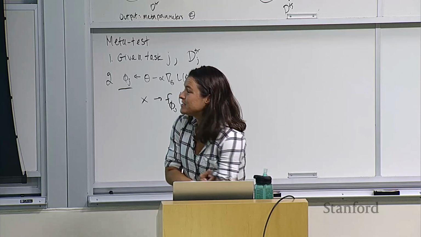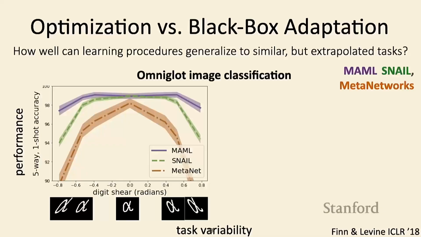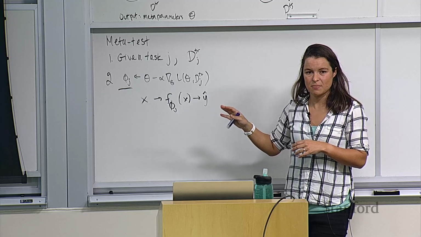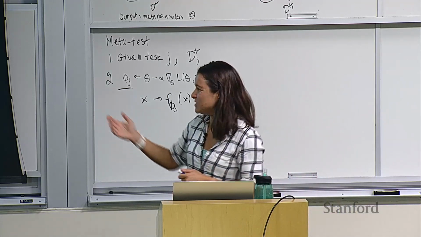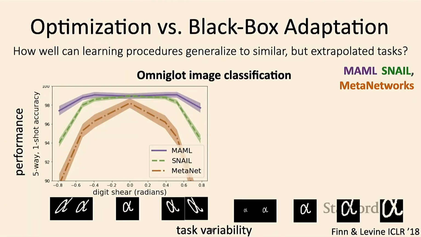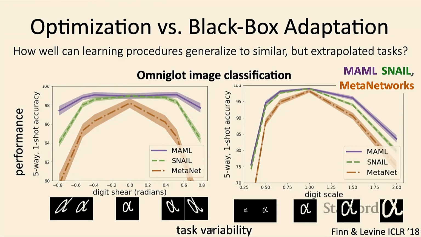What we find here is that an algorithm like MAML is able to generalize much better to these out of distribution tasks compared to something like the black box meta-learners, because it has this structure of running gradient descent embedded within it, and it's just running fine-tuning at test time. We can also look at this on a second task, where we're warping the size of the digits. And here we see a similar trend, where the optimization-based algorithm is better able to extrapolate.